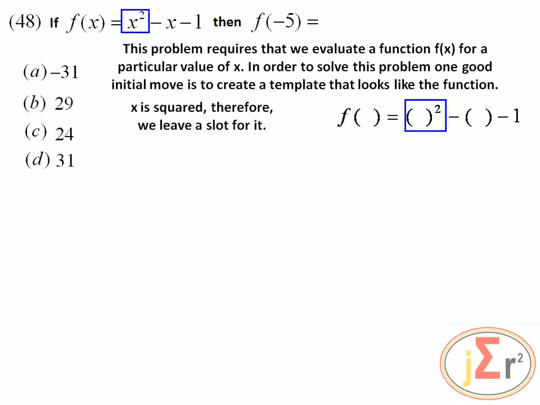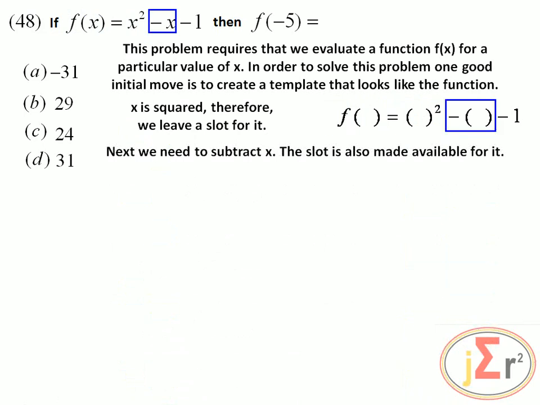x is squared, therefore we leave a slot for it. So where we have x squared, we have something squared. There we have minus x. Next, we need to subtract x. The slot is also made available for it.